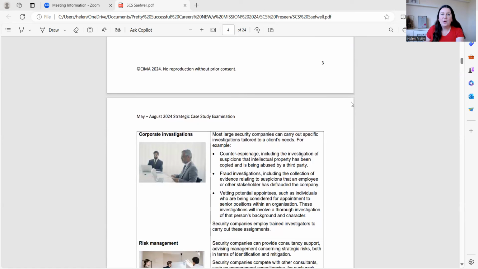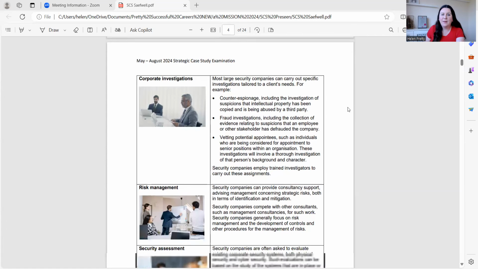Security service number 4, corporate investigations. Most large security companies can carry out specific investigations tailored to a client's needs. For example, counter-espionage, including the investigation of suspicions that intellectual property has been copied and is being abused by a third party. Fraud investigations, including the collection of evidence relating to suspicions that an employee or other stakeholder has defrauded the company. Vetting potential appointees, such as individuals who are being considered for appointments to senior positions within an organization. These investigations will involve a thorough investigation of that person's background and character. Security companies employ trained investigators to carry out these assignments.